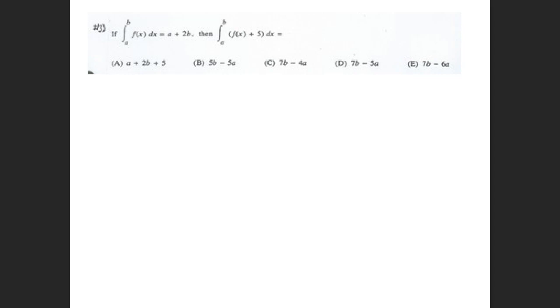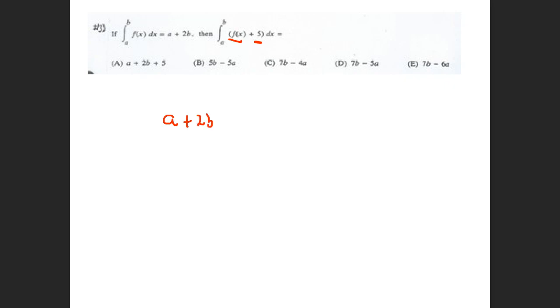Okay. This one takes that concept to the next level. When I first started doing calculus and I saw this problem, I'm like, oh my God, I don't have a clue what to do here. So first thing I did is I looked at this and it said, if the integral from a to b of f of x dx equals a plus 2b, then what is the integral from a to b of f of x plus 5? Well, the more I think about it, they're really seeing if I understand this concept right here. Because I already know what the integral of f of x is. It's a plus 2b, isn't it?